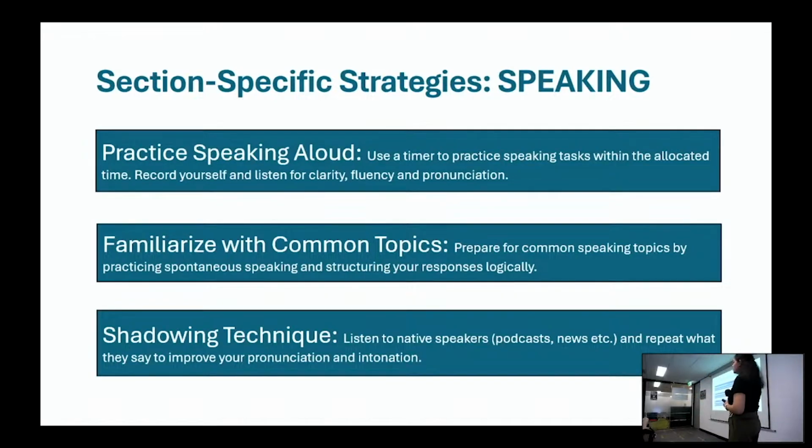Shadowing technique as well. You should start listening to native speakers in podcasts, videos and the news, and repeat what they say to improve your pronunciation and intonation.